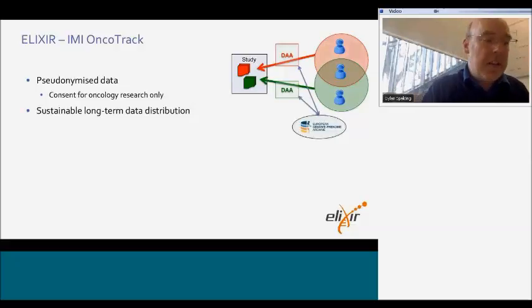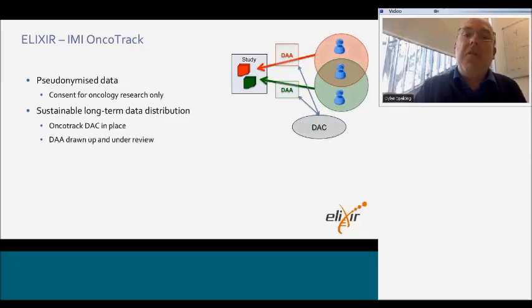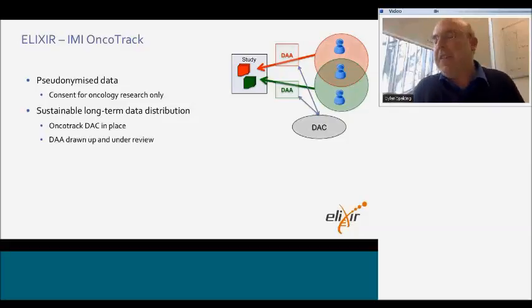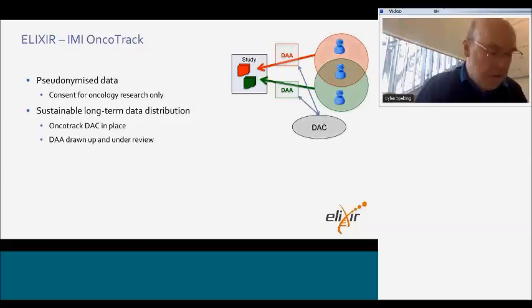One of the options considered during this was to actually use the EGA itself to apply data access agreements developed by OncoTrack to people requesting this, so OncoTrack did not have to provide their own DAC. But in the end, it was decided that OncoTrack would create their own DAC, which is now in place. They've also developed their own data access agreements, and these are currently under review to ensure they conform to legislation throughout the EU.